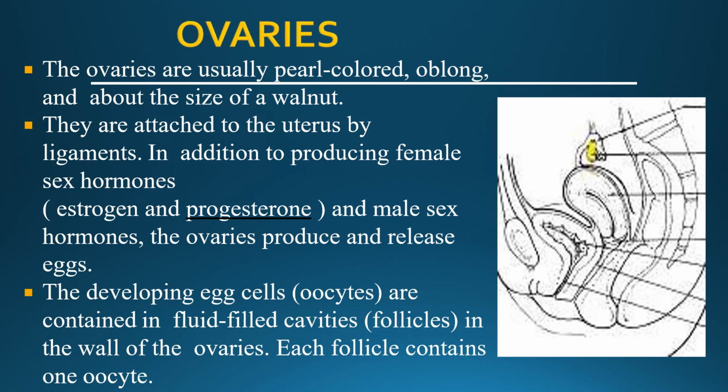And next, the internal genital organs are the ovaries. These are pearl colored, oblong, and about the size of a walnut. So you can see here, attached to the fallopian tubes, these are oblong and the size of a walnut. They are attached to the uterus by ligaments. In addition to producing female sex hormones, that is estrogen and progesterone, and male sex hormones, the ovaries produce and release eggs.